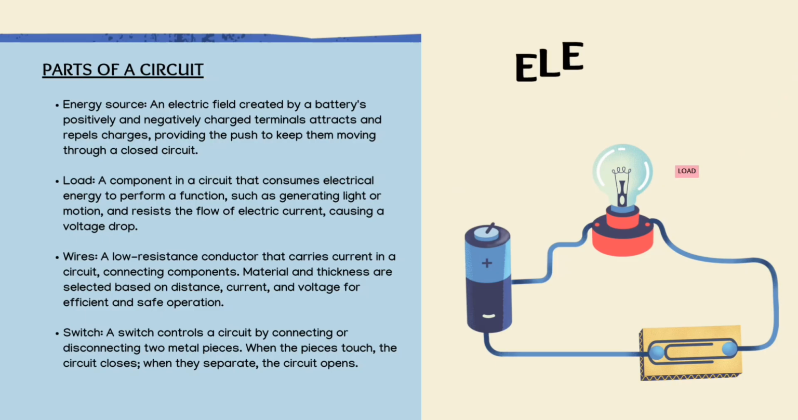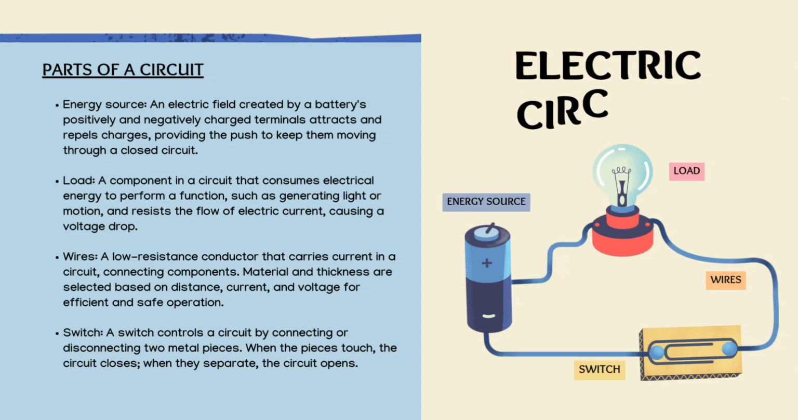Now we would study the parts of a circuit. Energy source. An electric field created by a battery's positively and negatively charged terminals attracts and repels charges, providing the push to keep them moving through a closed circuit. Load, a component in a circuit that consumes electrical energy to perform a function such as generating light or motion and resists the flow of electric current, causing a voltage drop. Wires, a low resistance conductor that carries current in a circuit connecting components. Materials and thickness selected based on distance, current and voltage for efficient and safe operation. Switch, a switch controls a circuit by connecting and disconnecting two metal pieces.